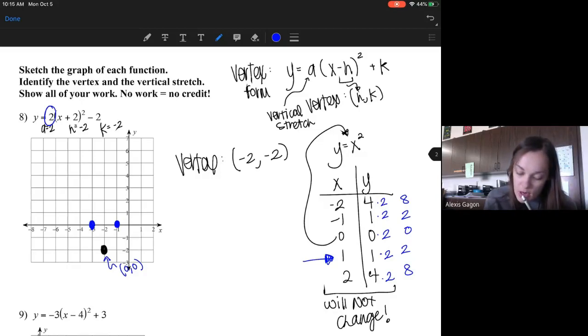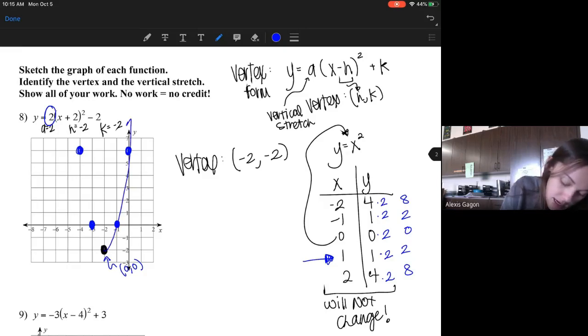And then for the 2, I'm going to go over 2, up 8. So 1, 2, 3, 4, 5, 6, 7, 8 right there. And that's what that parabola looks like.